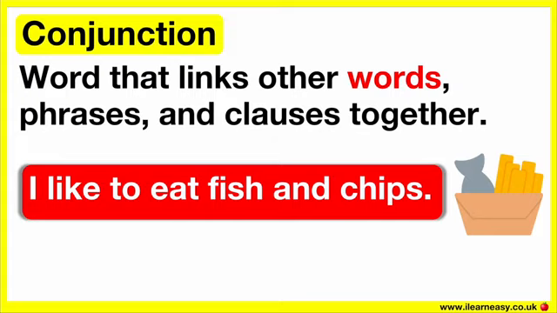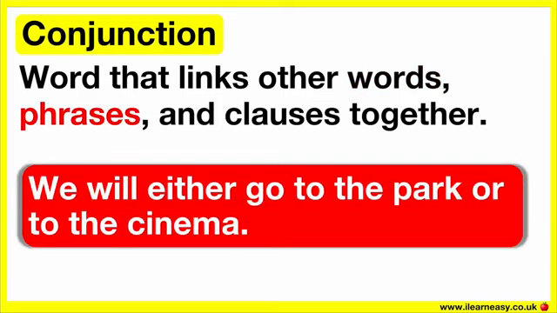An example of a conjunction linking words is I like to eat fish and chips. The conjunction in this sentence is and. It links the words fish and chips. An example of a conjunction linking phrases is we will either go to the park or to the cinema. The conjunction in this sentence is or. It links the phrases to the park and to the cinema.